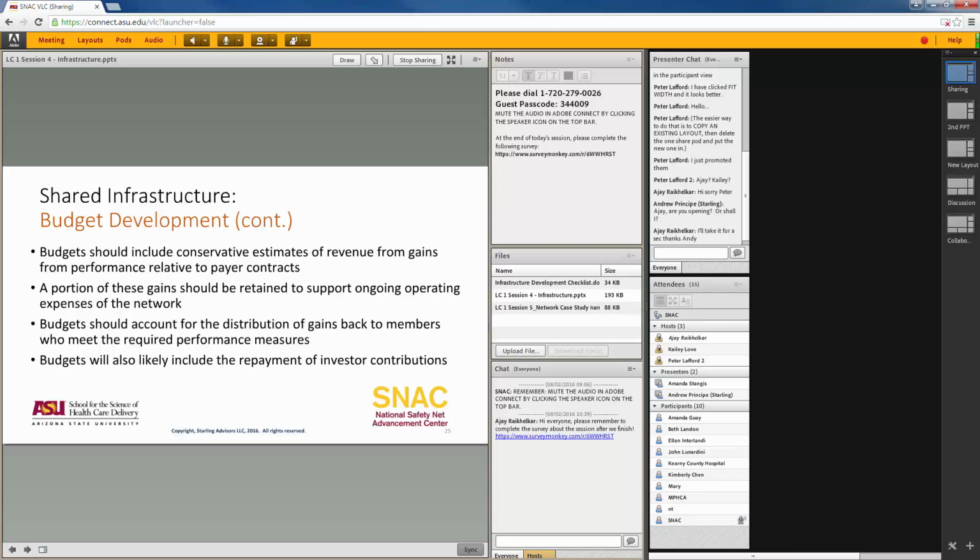And in the case where the participants did present upfront money to get the business off the ground, you will want your budget to reflect some opportunity to recoup that initial investment.